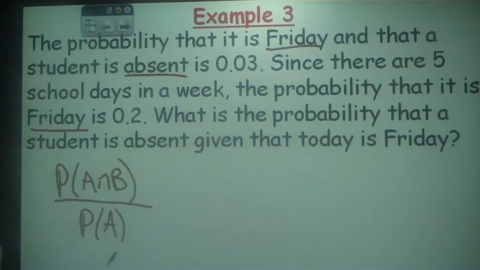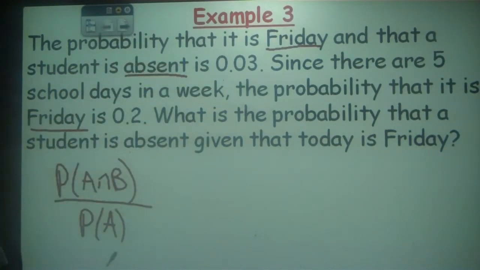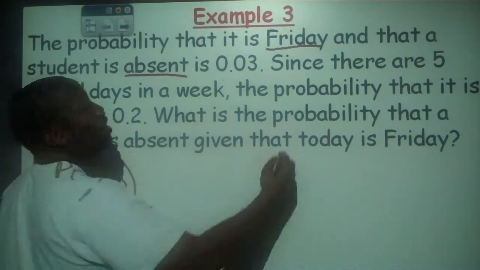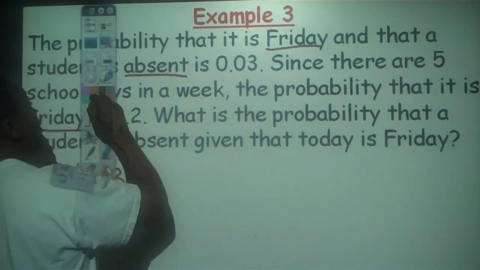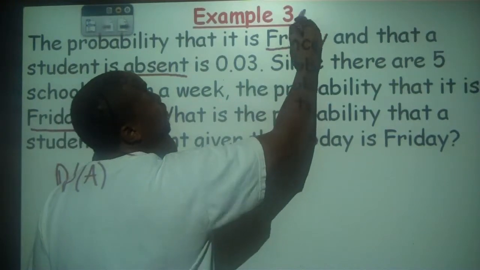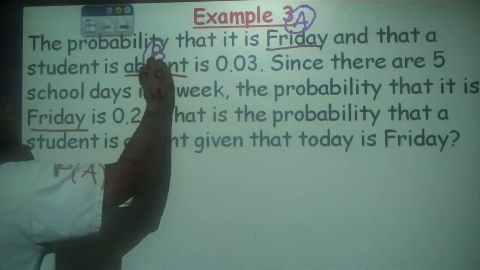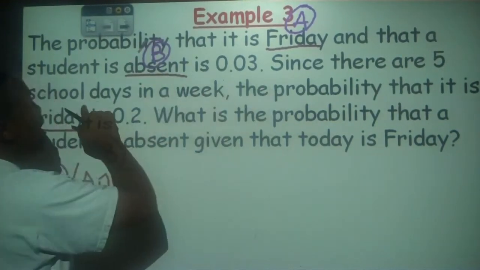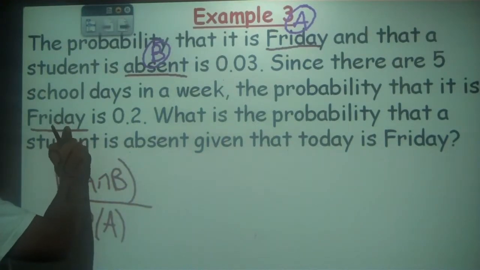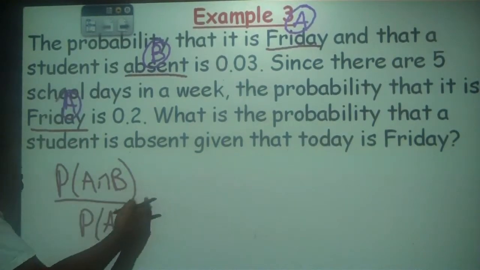In the first sentence, what is my first event? Probability that it's Friday and that the student is absent. So what do you think is my first event? Friday, right? So let's circle that. Let's do this with a different color, which is purple. So we're going to do A first for Friday, and absent is going to be my B, right? Since there are 5 school days in a week, the probability that it's Friday is 0.2. So Friday would be my what event? My A event again. So let's plug in the formula.